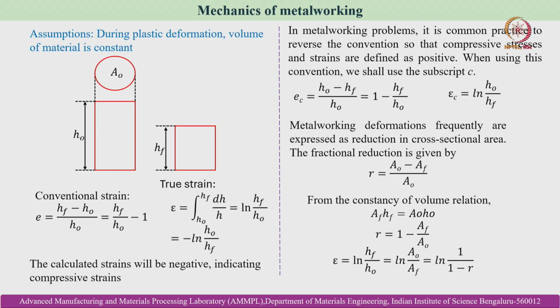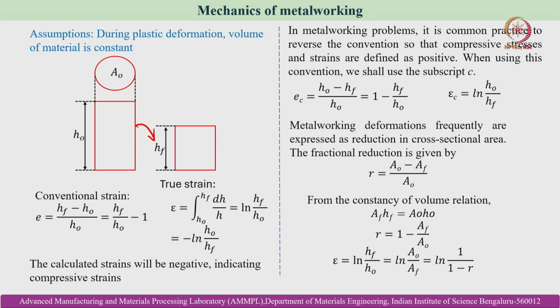Okay. So, moving ahead, we will go into the mechanics of metal working. The assumption is that during plastic deformation the volume of metal is conserved. Assume this typical case, a cylindrical object having area A0 and height H0. So, the volume is A0 into H0. Because we are reducing the height from H0 to HF, that means we have applied a compressive load. The cross sectional area is bound to increase because the volume has to be conserved.